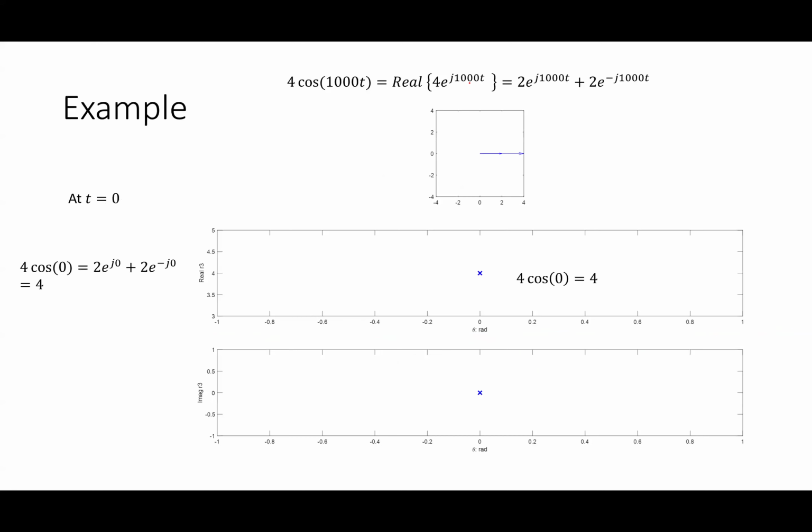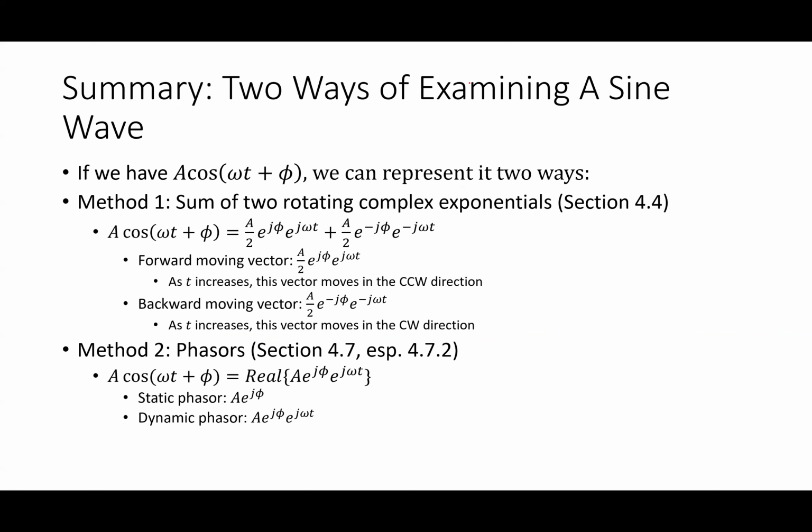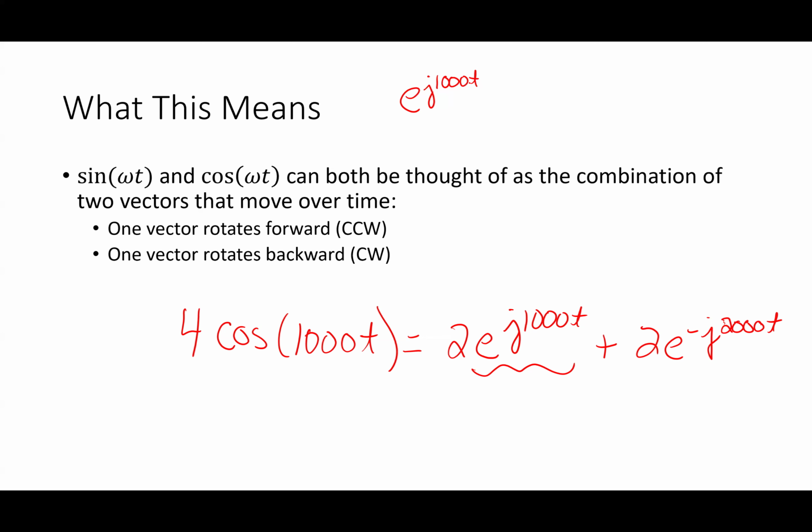So let's take a look at this guy. I said I can think of cosine as one vector that rotates forward and one vector that rotates backwards. When I'm talking about rotating, I'm talking about in the complex plane. So what does it mean to rotate forward? I said counterclockwise, right?